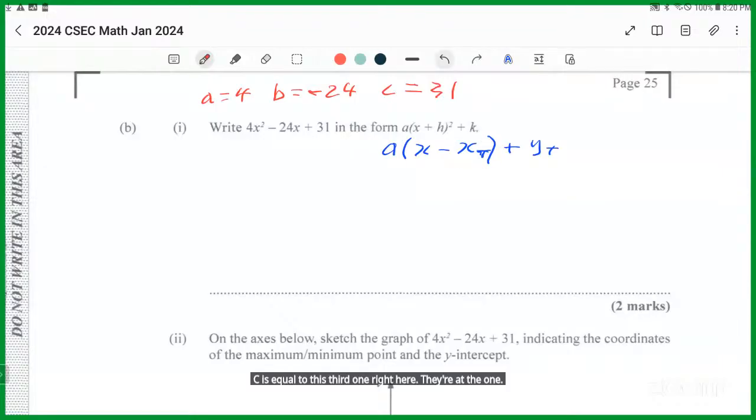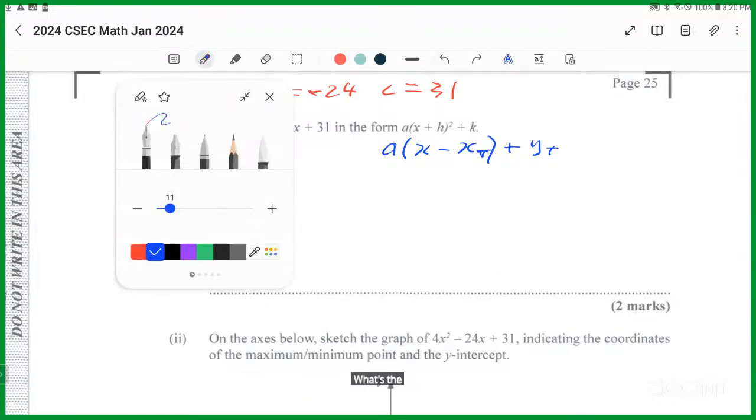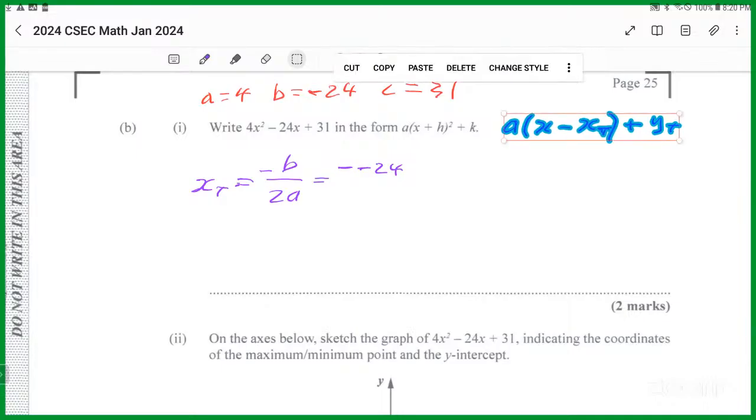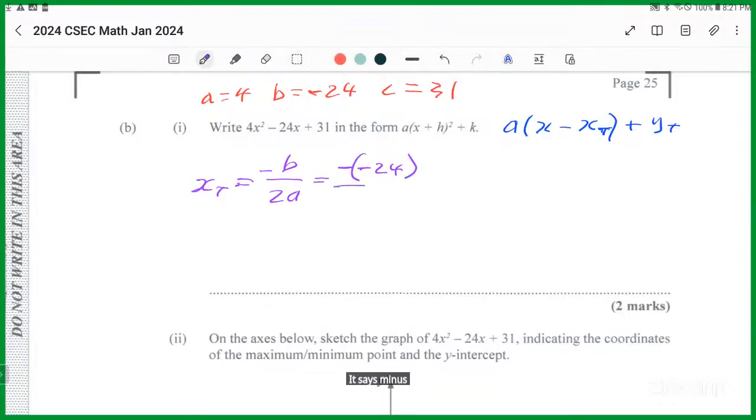The xt is minus b over 2a in our formula. So let's work out xt. So the xt for us is minus b over 2a, which becomes minus the b, which is negative 24. So it's minus a negative 24. Let me shift this away a little bit. So it's minus a negative 24 divided by 2 times a, the a is 4. This becomes 24 over 8, which is 3.